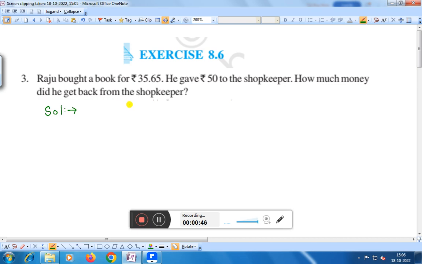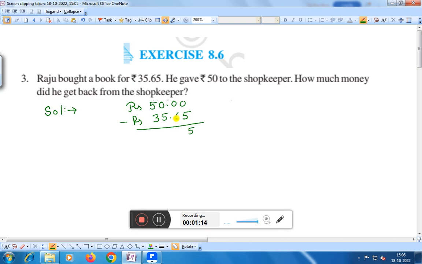The way of subtracting it: rupees 50 can be written as 50.00. And you have to subtract, that is minus, rupees 35.65. If we subtract, we are getting rupees 5.